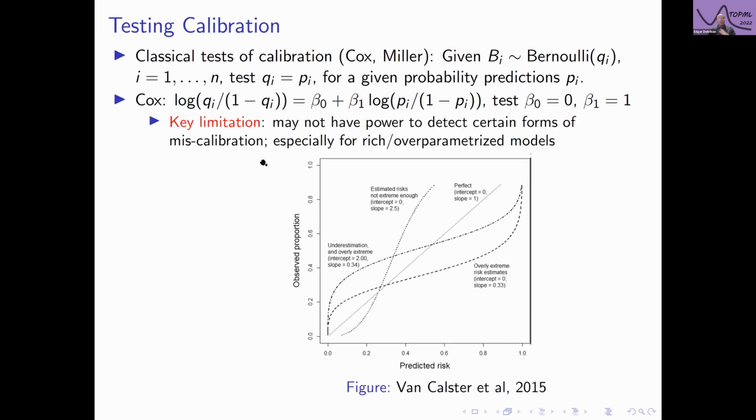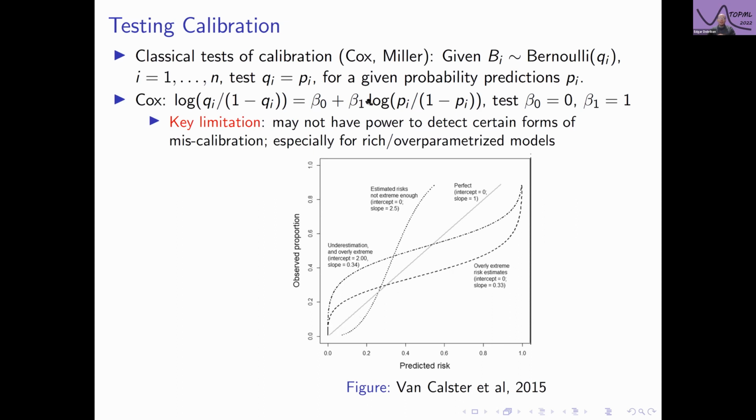So the problem with this, it's a very nice, very useful idea. It's very popular especially in medical statistics. But the problem is that it assumes a very restrictive parametric model. And modern methods, we expect them to be more non-parametric, and then those types of miscalibration may not be detectable using this.